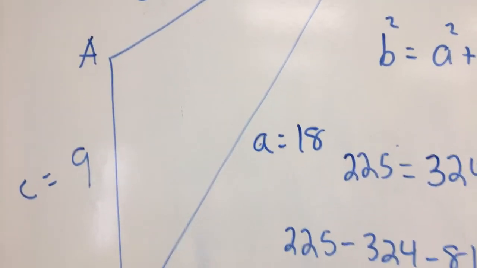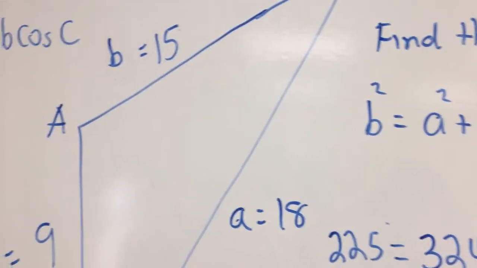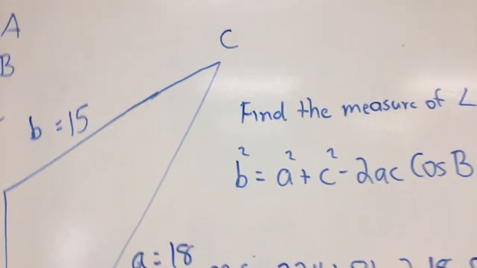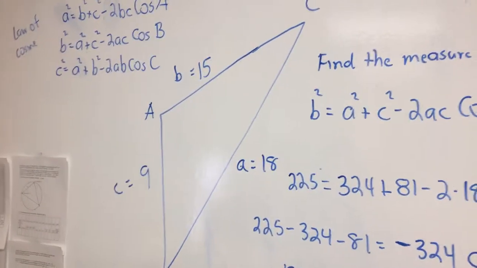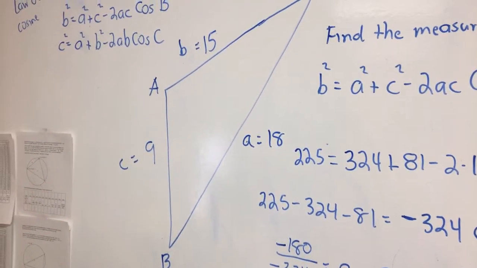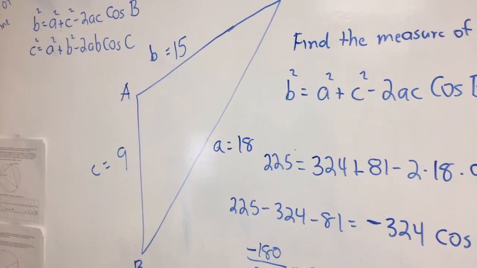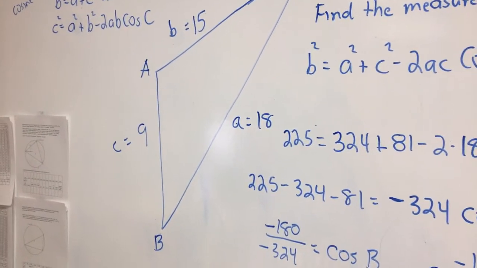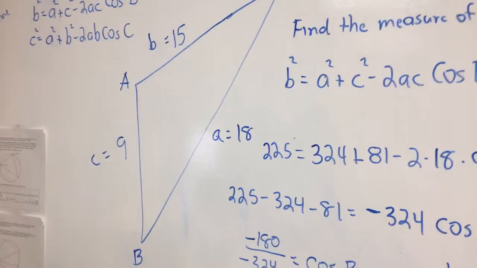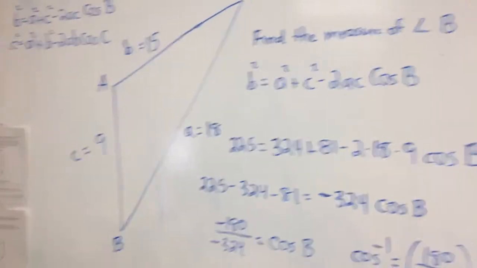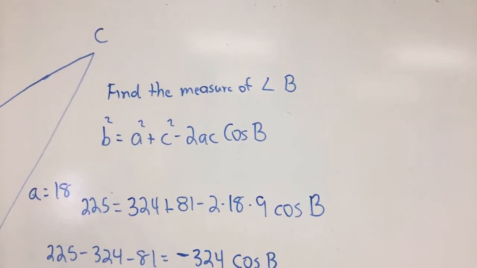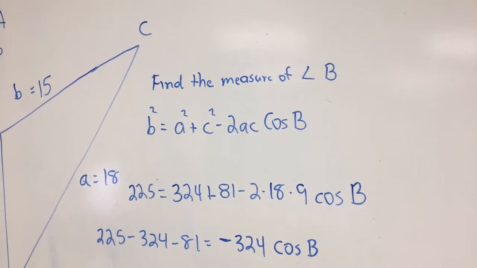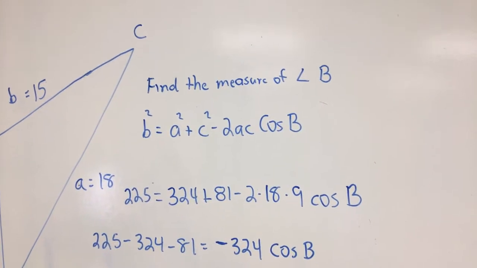Well, if all you're given is the length of the sides, like in this triangle here, triangle ABC, the side lengths are: little b is opposite angle B, b is equal to 15; little c is opposite angle C, c is equal to 9; and little a is opposite angle A, and side a is equal to 18. I want to find the measure of angle B. That's the task. To find the measure of angle B, I'm going to say that b squared is equal to a squared plus c squared minus 2ac cosine B.